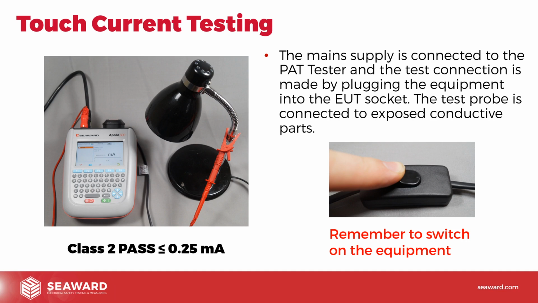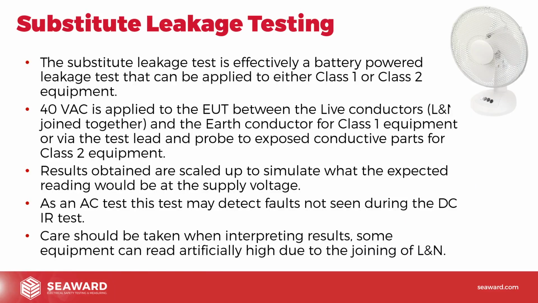Relatively straightforward test. So now we're going to talk about this thing called a substitute leakage test, or alternative leakage test to give it another name. The substitute leakage test is effectively a battery-powered leakage test that can be applied to either Class 1 or Class 2 equipment. 40 volts AC is applied to the EUT, the equipment under test, between the live conductors. That's the line and the neutral joined together. So we join the line and the neutral together, similar to how we would with an insulation resistance test.